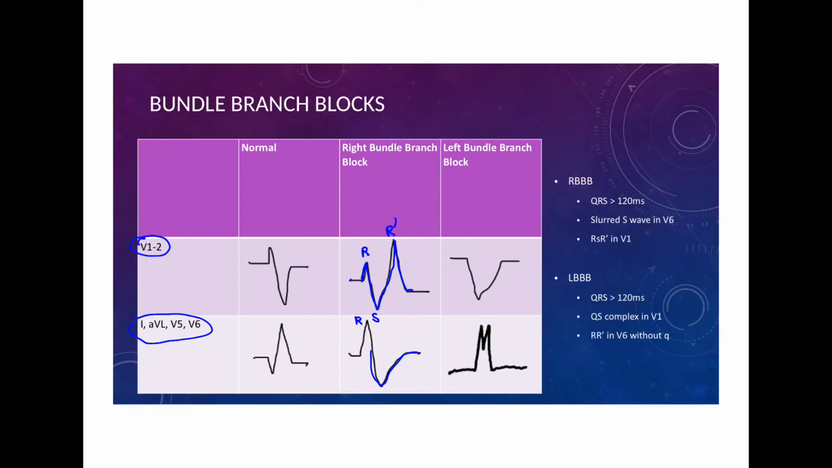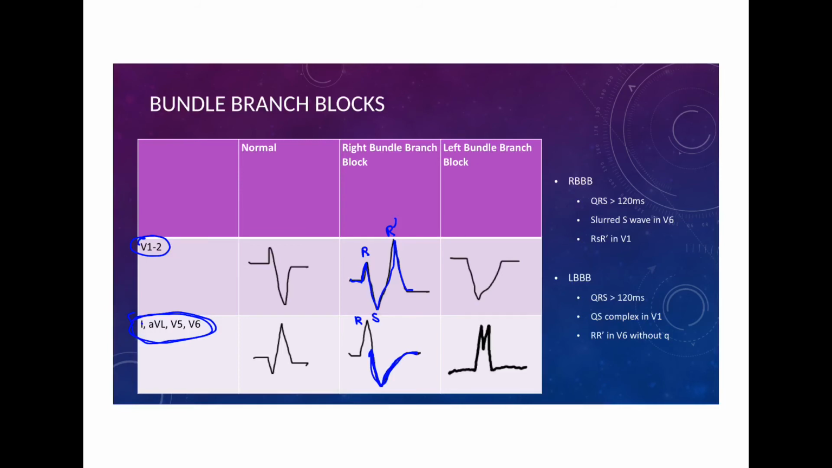And what this is really showing you is that since the right bundle branch is blocked, the left ventricle gets depolarized first, and the right ventricle gets depolarized later and slower through direct electrical conduction through the myocardium. And in the leads that point to the left, which are 1, AVL, V5, and V6, the right ventricular depolarization will occur second and slower.